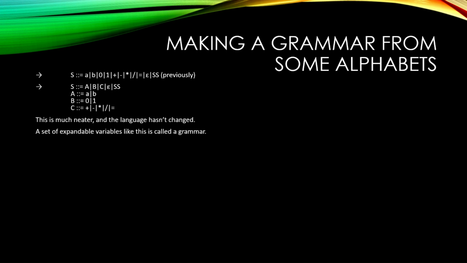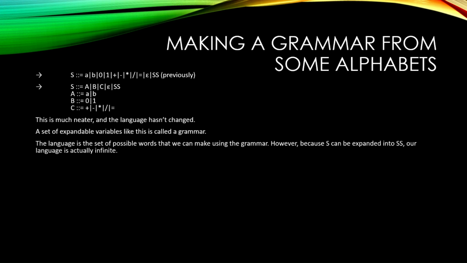A set of expandable variables like this is what a grammar is. So a grammar is a list or a set of expandable variables in Backus-Naur form. That's what a grammar is. The language is the set of possible words that we can make using the grammar. Because S can expand into SS, our language is actually infinite, so it's an infinite set.